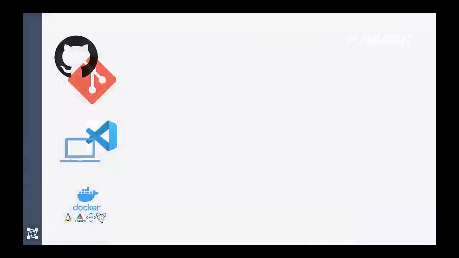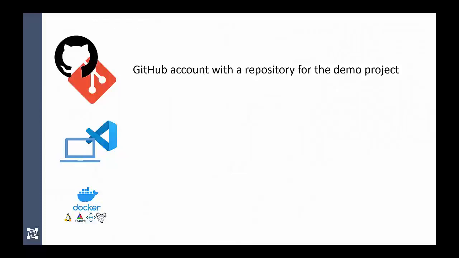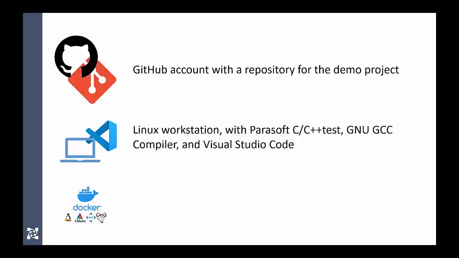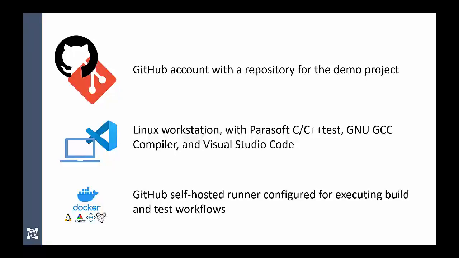For the demonstration, we'll need a GitHub account with a repository for the demo project, Linux workstation with Parasoft C++ test, GNU GCC compiler and Visual Studio Code, and a GitHub self-hosted runner configured for executing build and test workflow, which we'll set up on the workstation.